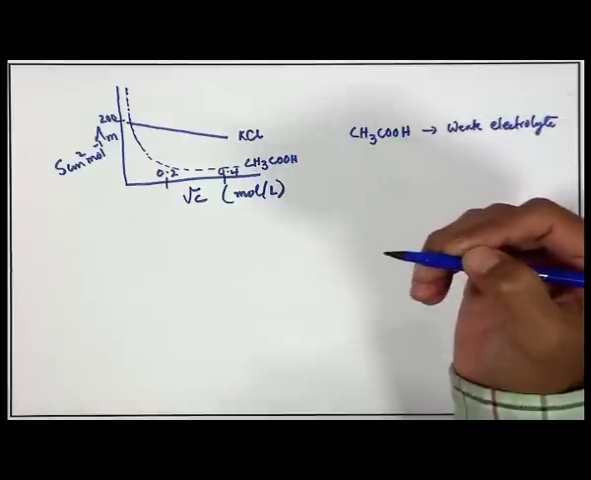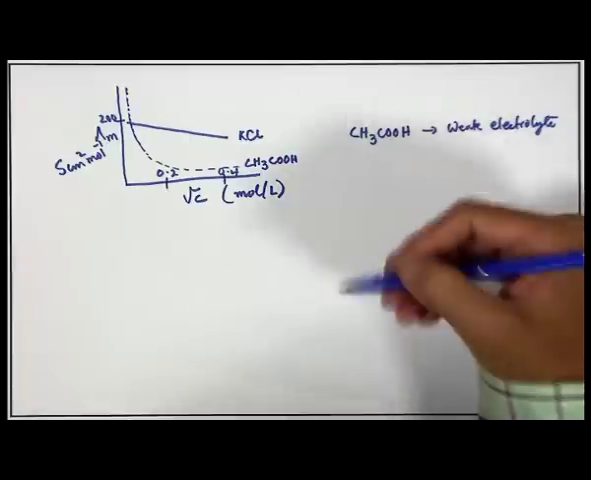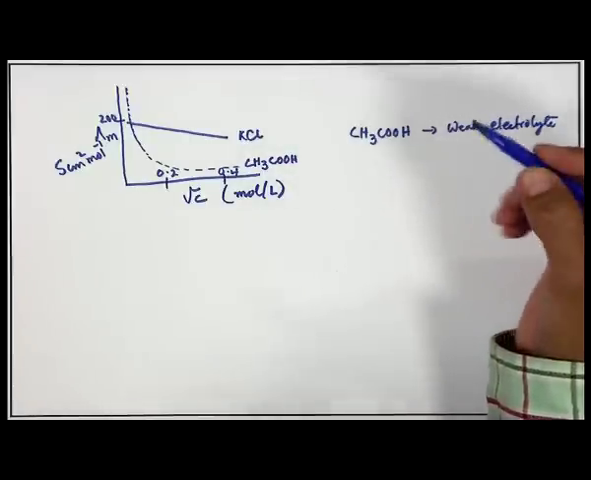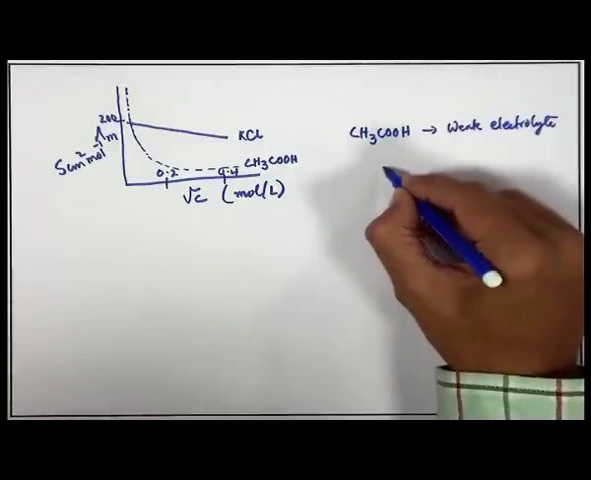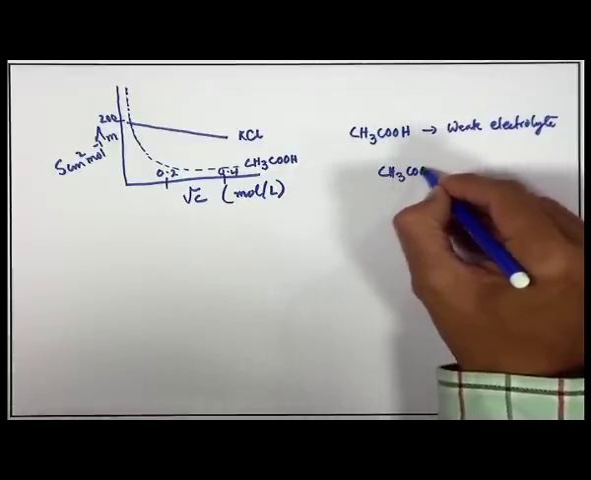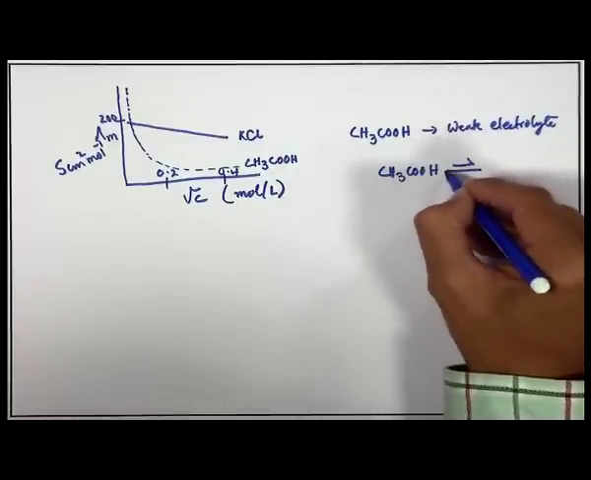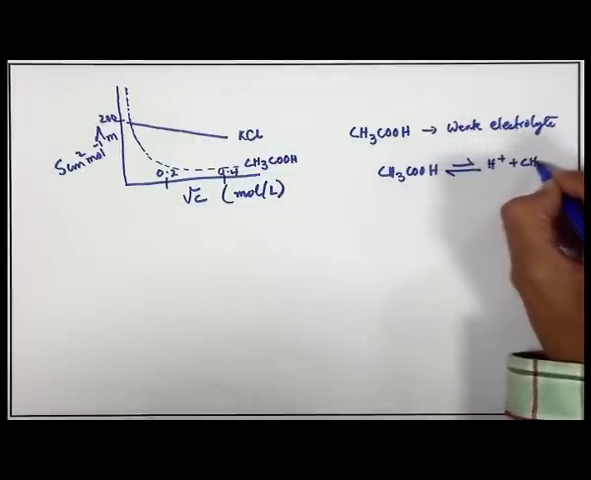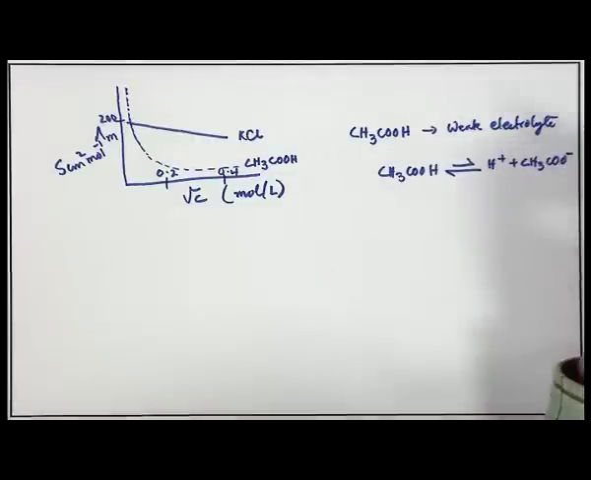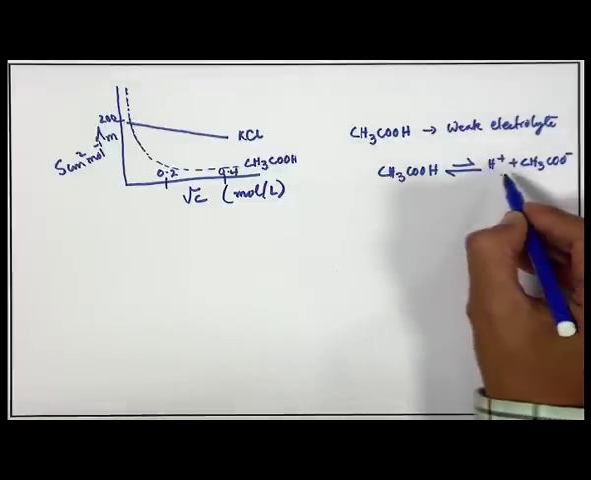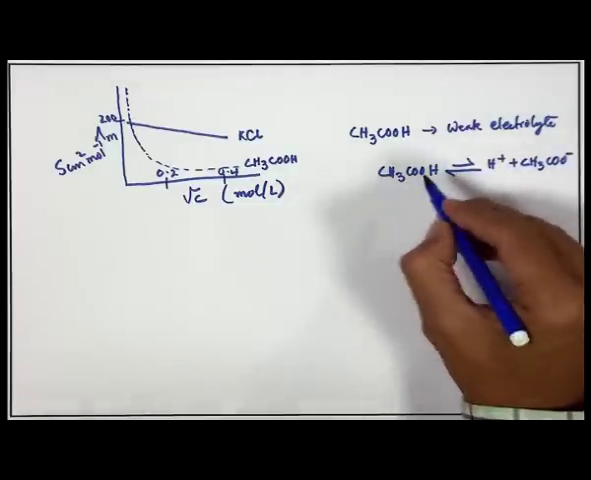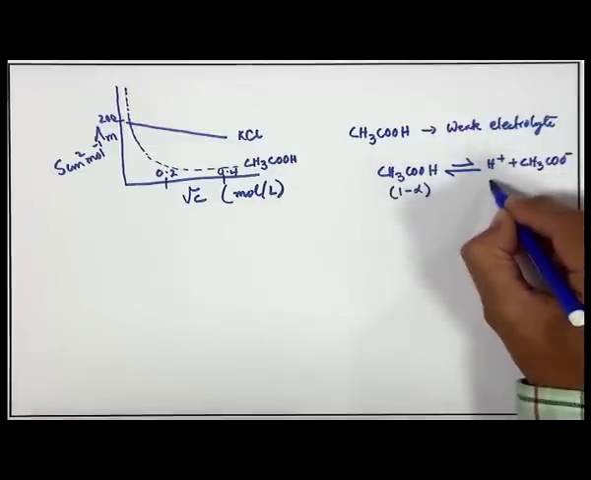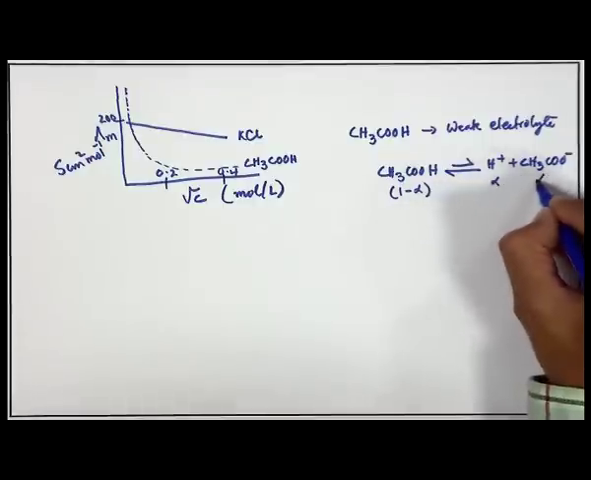So, it is not completely ionized. So, if you dilute it, then its ionization increases. So, that means CH3COOH is mostly in this form, CH3COO minus. So, if the degree of dissociation is alpha, then we have 1 minus alpha, then alpha, then alpha.